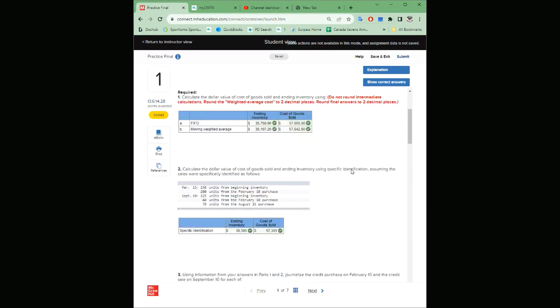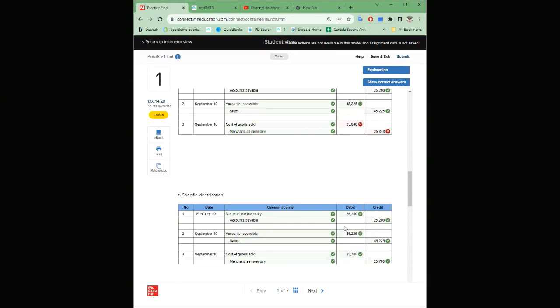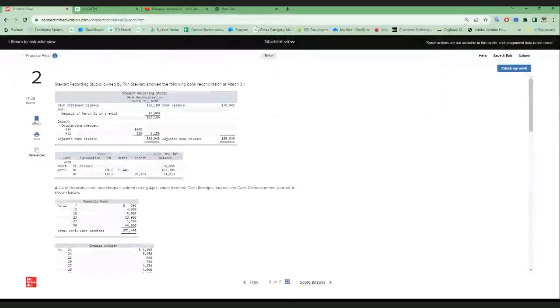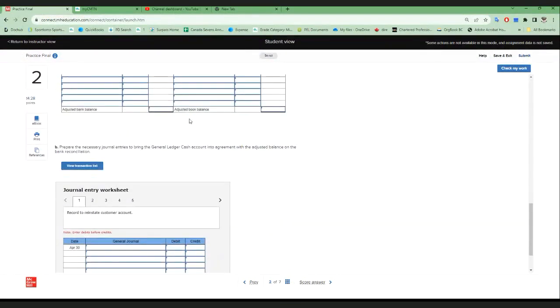Okay, so we have here bank reconciliation. This is where I'd probably love to use some pen and paper to get it right, but that's all good. Bank statement balance. Well, we'll go to our bank statement.